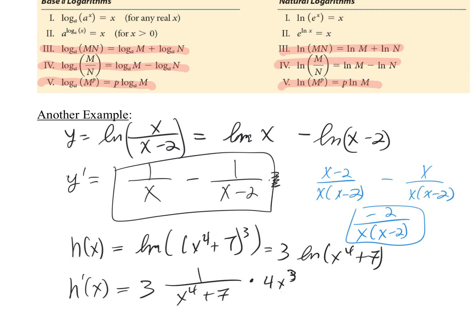Okay? This is our answer. You want to simplify it. So we look at this like 3 times 4 is 12 times x cubed. None of these are in a denominator, so I'm going to put them all up here in the numerator. So this is going to become 12x cubed over x to the 4 plus 7.